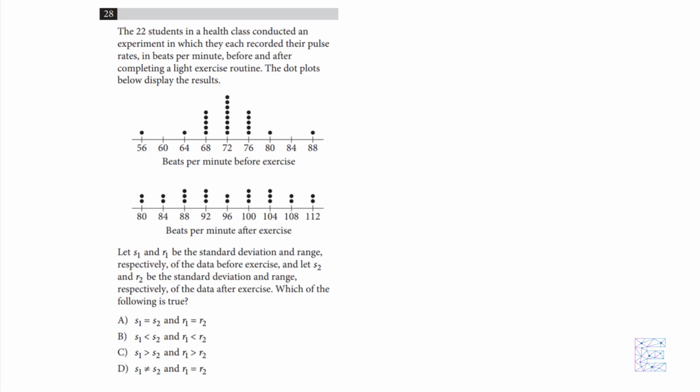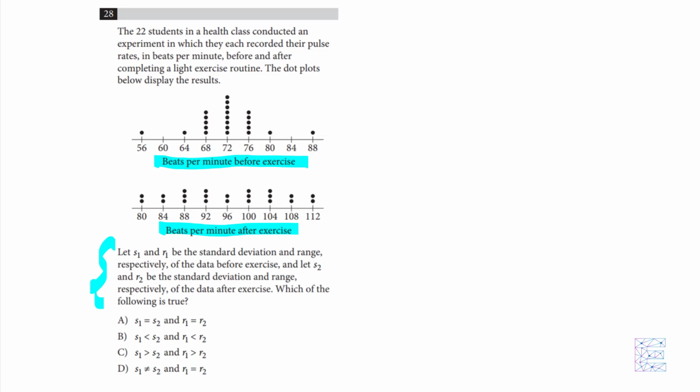The 22 students in health class conducted an experiment in which they each recorded their pulse rates in beats per minute before and after completing a light exercise routine. The dot plots below display their results. So we have this dot plot, beats per minute before exercise, and beats per minute after exercise for the second data set. And then we go on to the question part.